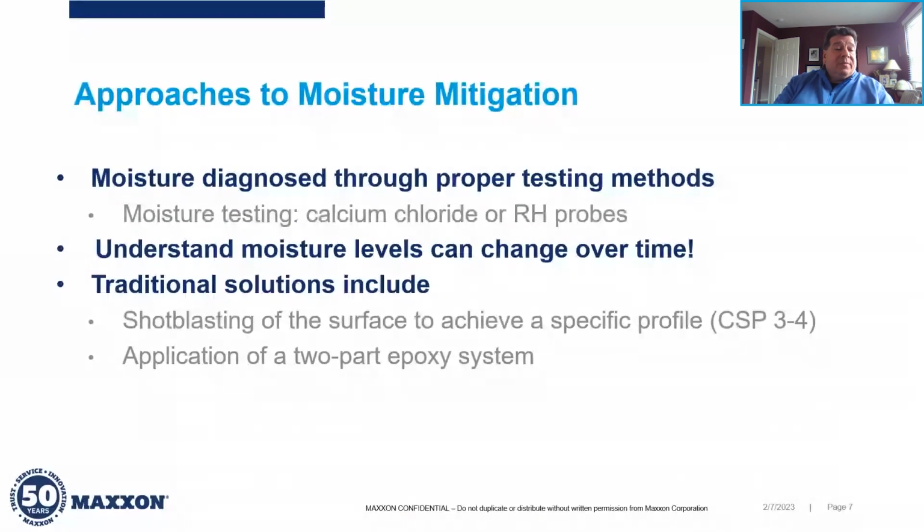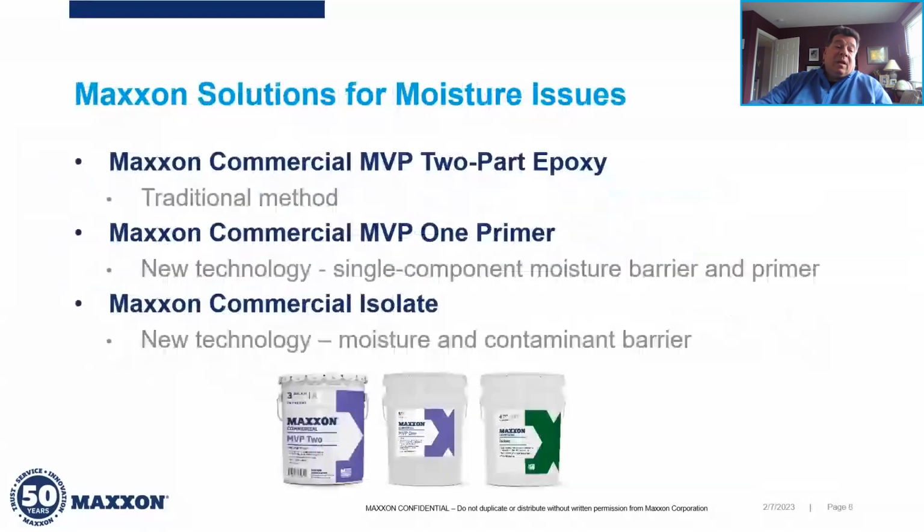The traditional method of mitigation at that point has been a shot blasting of the surface. So shot blasting, usually a surface profiling of between a 3 and 4, and then an application of a traditional two-part epoxy mitigation system, which works to provide a shield over the surface, if you will, that blocks moisture vapor from penetrating out of the slab. So Maxxon has a number of solutions in our line, beginning with a product called MVP two-part epoxy, which would be our traditional type product.